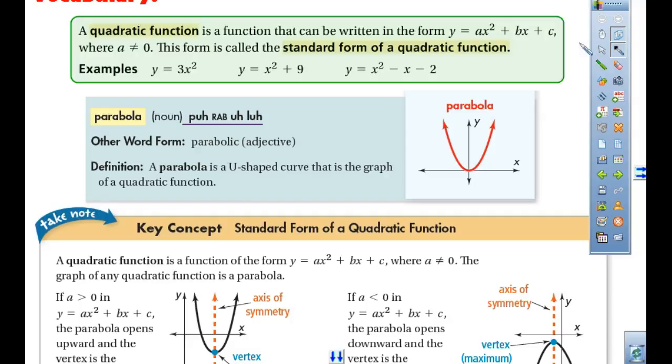Quadratic function? Quadratic function is a function that can be written in any form, y equals ax squared plus bx plus c, where a does not equal 0. This form is called the standard form of a quadratic function.